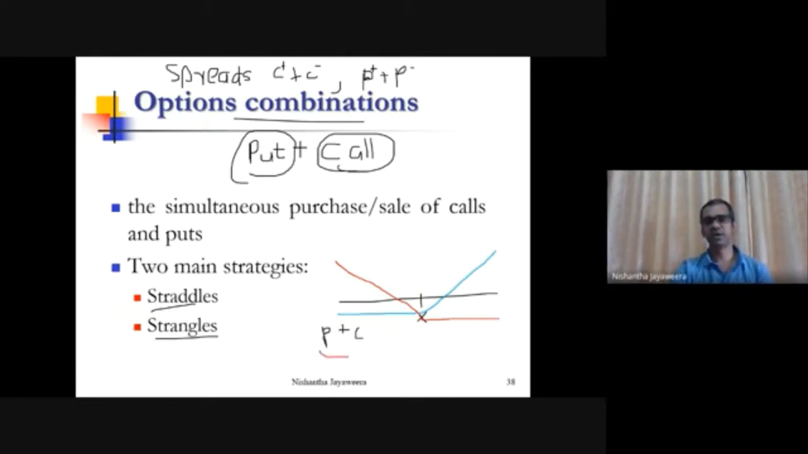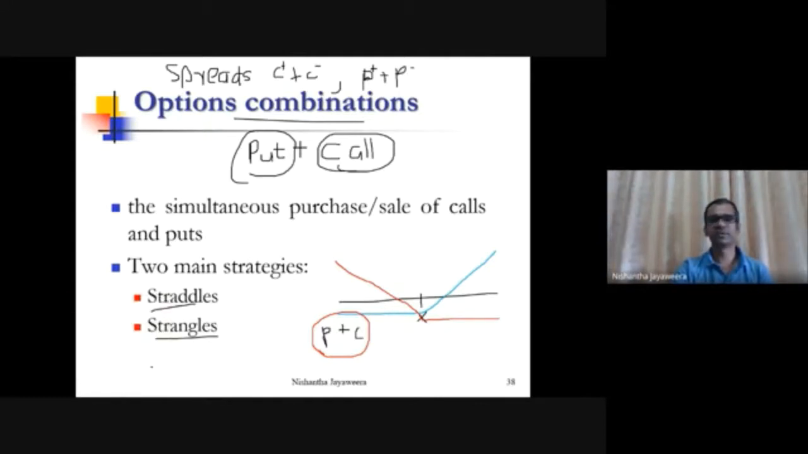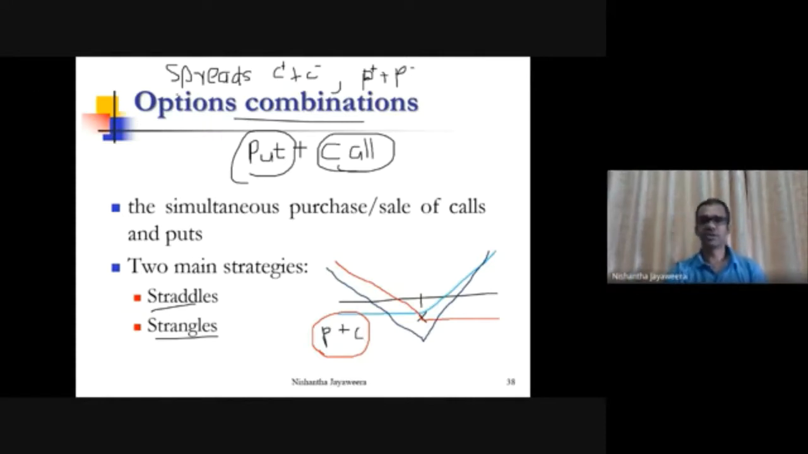So this is the strategy. You buy a put and you buy a call with the same strike. So you get these two payoffs, and the net would be something like this. Oh, this should be parallel to B. So it should be a V-shape profit. Either price goes down, you make a profit, or price goes up, you make a profit. That's what would happen in a straddle.